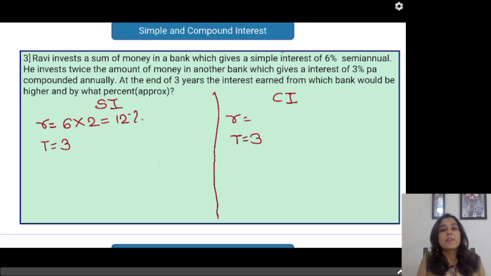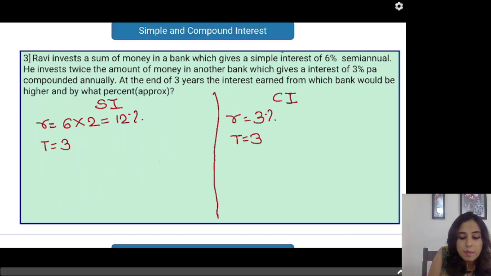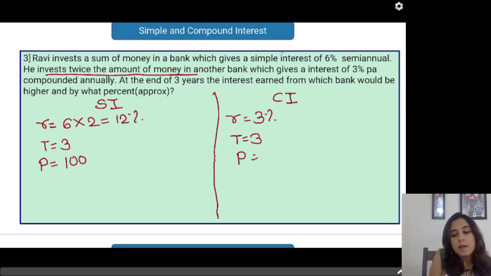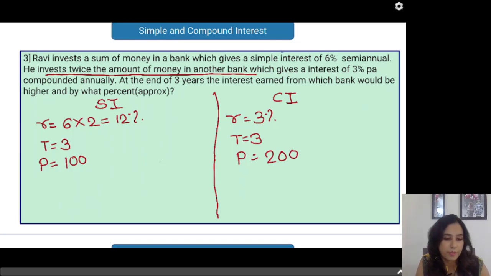Also, the rate of interest for the bank where the compounding is taking place is 3% per annum. So we have 3%. Now the principal for the simple interest bank, let us assume that the principal is 100. And it is given that he invests twice the amount of money in another bank which is giving him compound interest. So in case of compound interest, the principal amount is going to be 200.